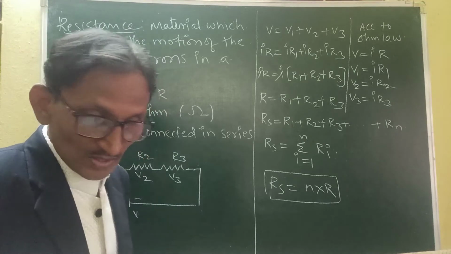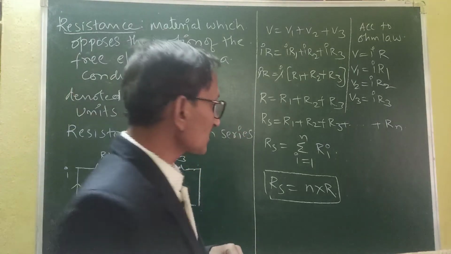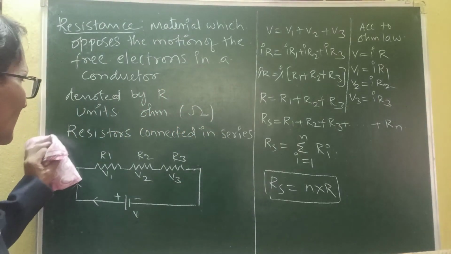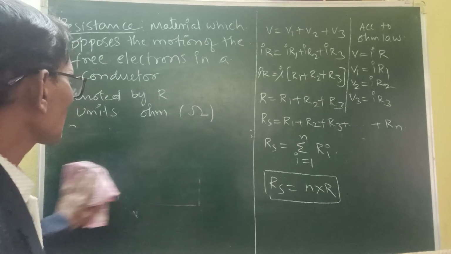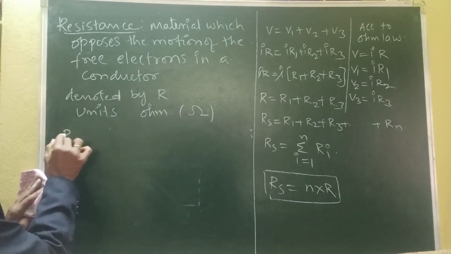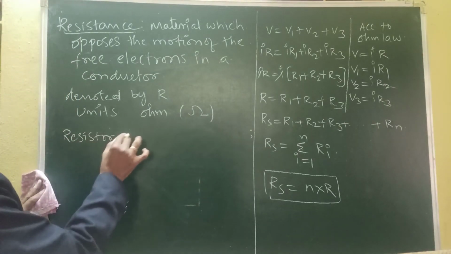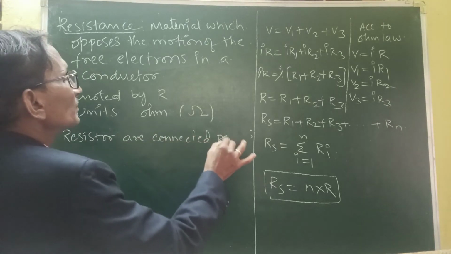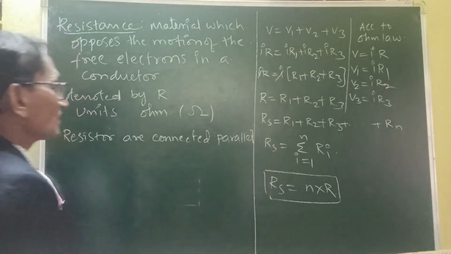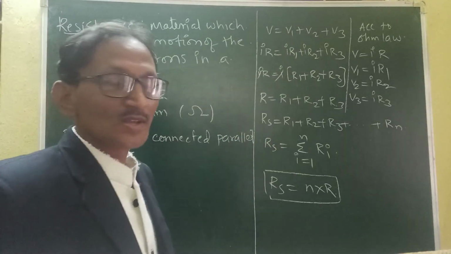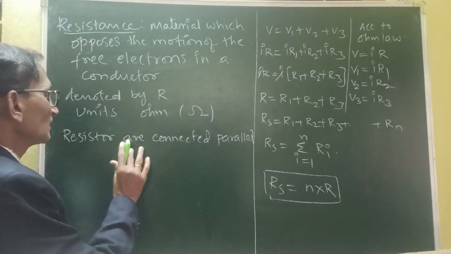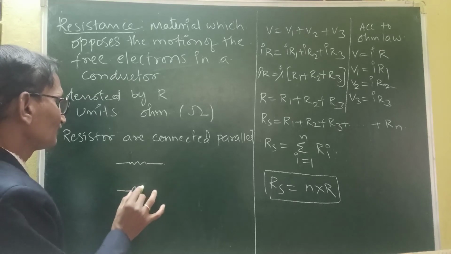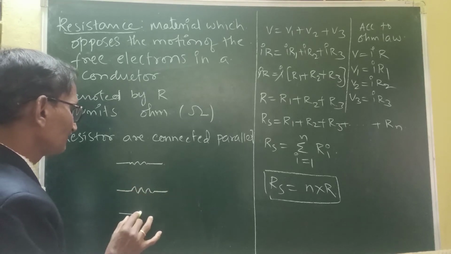Okay, that is one. Now let us see the case of parallel combination. When the resistors are connected in parallel, how do we connect the resistors? Let us take the first resistor, second resistor and third resistor.